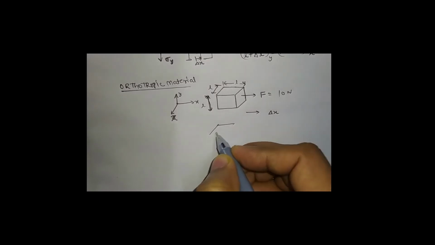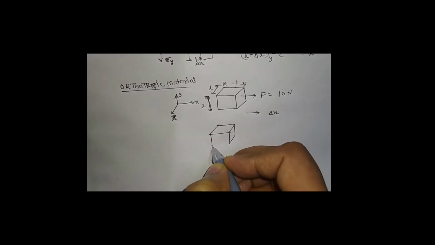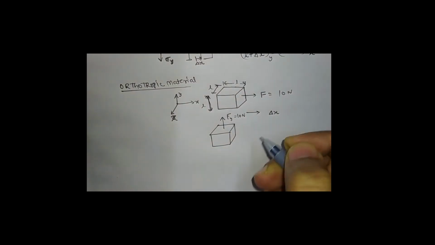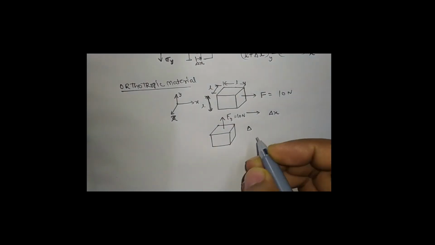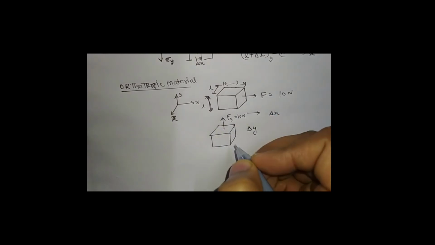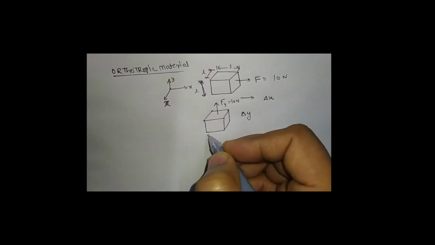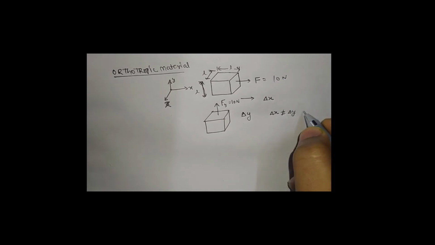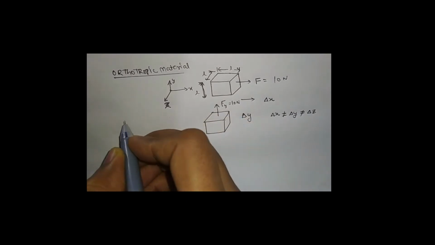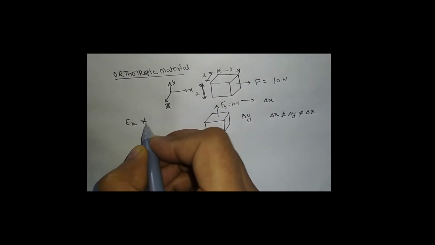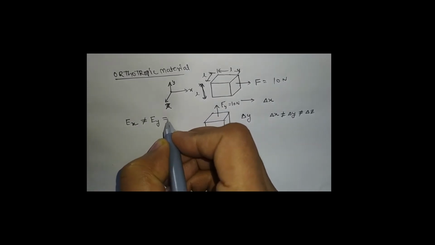If now we apply the same force, 10 Newton, in the Y direction, we will get a deformation or elongation del Y in the Y direction. Similarly, if we apply it in the Z direction, then del X will not be equal to del Y, and will not be equal to del Z. So the material property, like Young's modulus Ex in the X direction, is not equal to Ey and also not equal to Ez.